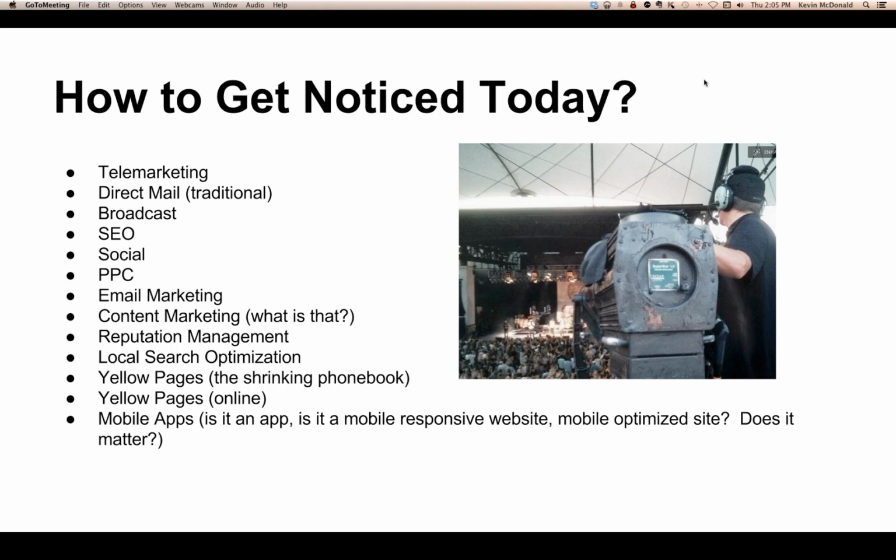But there's all these digital things, search engine optimization, which we've heard about for years. We're going to spend more time talking about SEO in the context of the Green Growth webinar, which is webinar 3, as well as social and pay-per-click. Email marketing will fit into the next webinar. Content marketing, what is that? We're going to talk a little bit about that today. Reputation management, and on down the line.